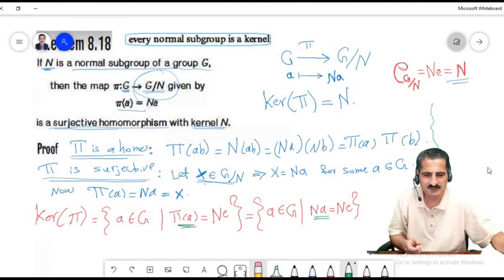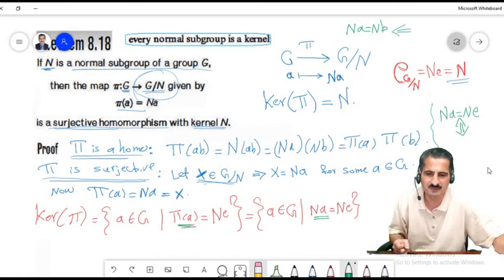Correct? And we have seen this before. When we say aN equals bN, two elements are congruent modulo the subgroup. That means ab inverse belongs to N, right? Remember this? Now this goes for b here. So we have ae inverse belongs to N. What does that mean? It means a is in N.